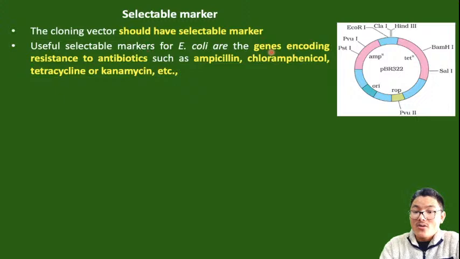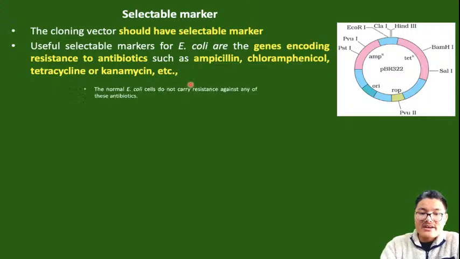Why? These genes are coding for resistance to antibiotics. These genes will form a protein, and those proteins will make the PBR322, which is present in an E. coli, resistant to ampicillin and tetracycline. Usually the selectable markers are genes which are coding for resistance to antibiotics. Antibiotics are of different types. The ones we are seeing here are ampicillin and tetracycline. We also have chloramphenicol, kanamycin, and so many others, right?